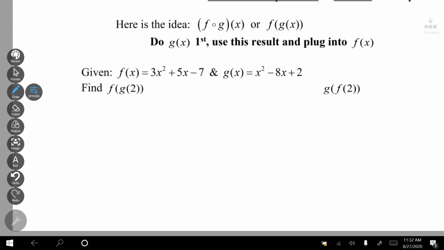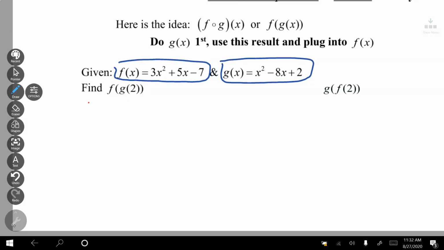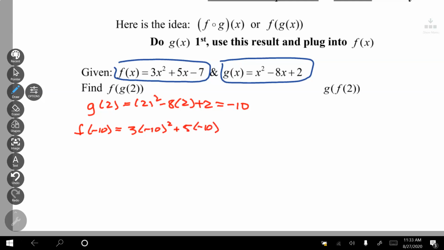I have two functions here, f and g, and I have to do g of 2 first, so g of 2 is equal to 2 squared minus 8 times 2 plus 2, and that is equal to negative 10. And I take that result and plug it in the f function, and 3 times negative 10 squared plus 5 times negative 10 minus 7, and that is 243. So f of g of 2 is equal to 243.